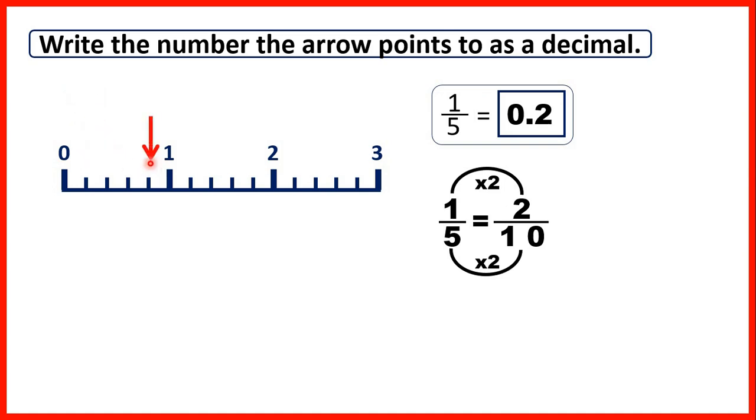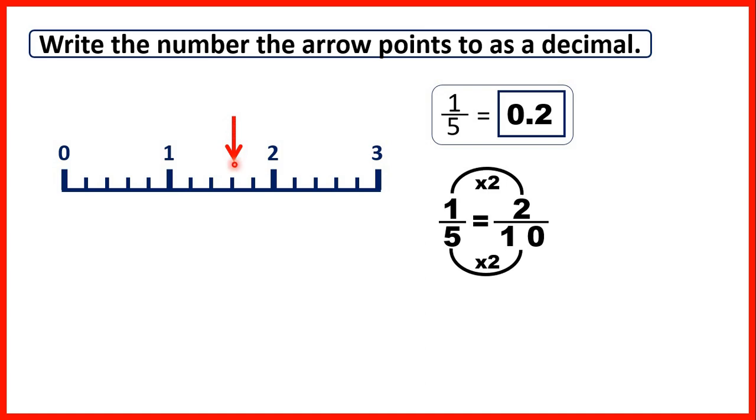So where is the arrow now? Well, that's 4/5 after 0, and if 1/5 is 2/10, 4/5 must be 8/10, because 4 times 2 is 8. So 8/10 is 0.8. First digit after the decimal point is the tenths digit.